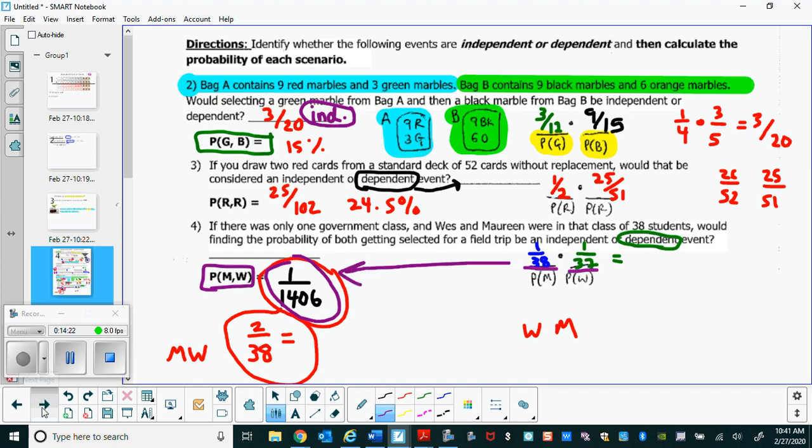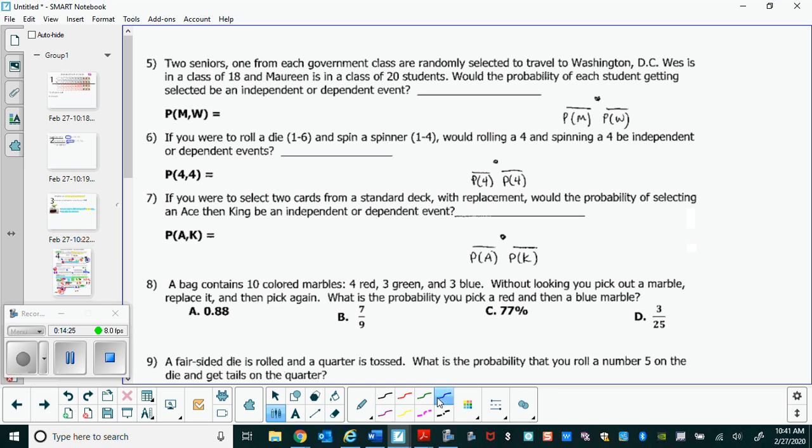All right, if you guys will flip over now. And you can see how this next problem is a lot like the one we just did, but here's how it's different. The only difference now is that Wes is in a class of 18 and Maureen is in a class of 20, so they're in separate classes. So the probability of Maureen getting selected, she's 1 out of her class of 20. And now if Wes is in a different class, then he's 1 out of 18 students. And so Maureen's class has nothing to do with Wes's class, and now these are independent events. Even though the denominators are different here, it's because it's a totally different class.